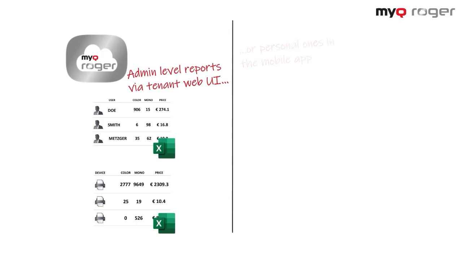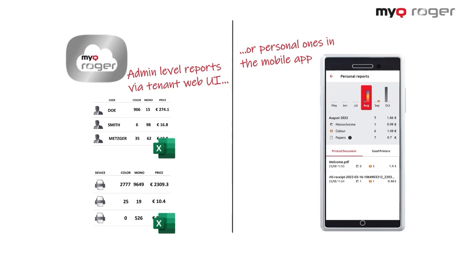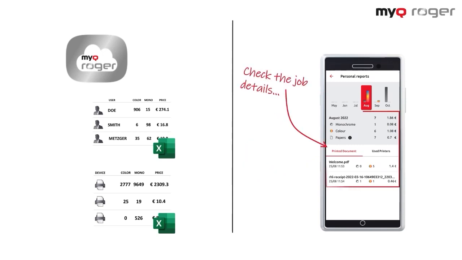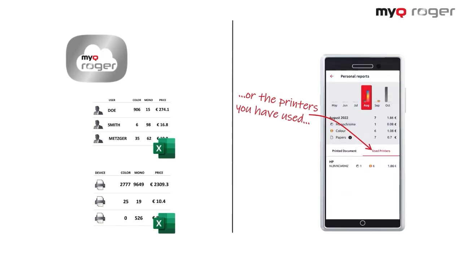At the same time, each user that is able or allowed to use a mobile app can see their personal reports in that already mentioned app. So they can just select the specific months that interest them, and then they can see what's been printed, how much it costs them, or even on which machines they've been doing that.